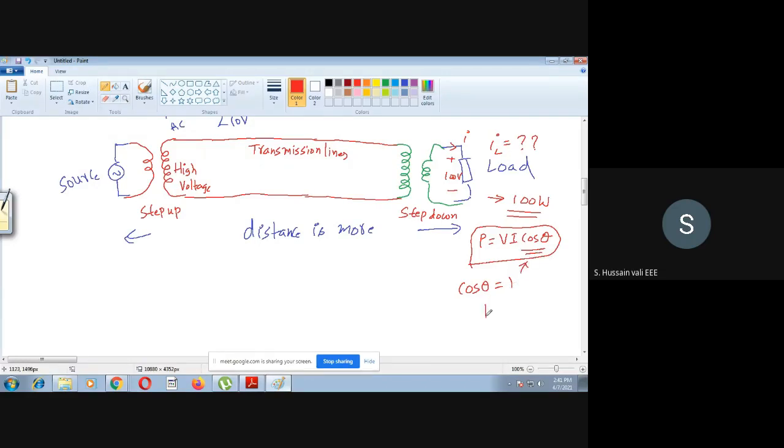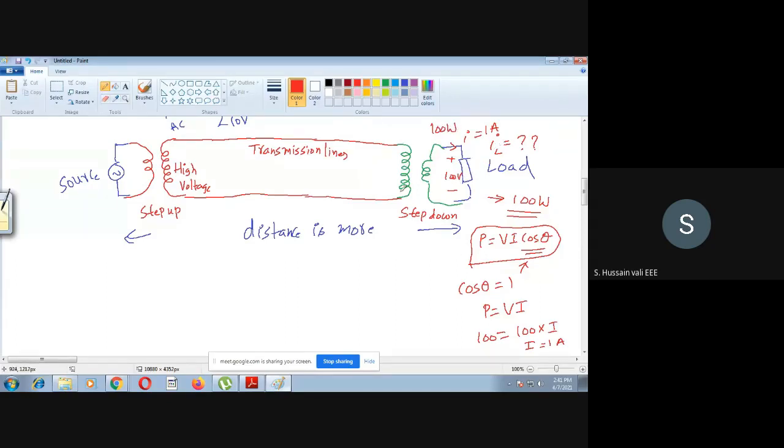In that case, P is equal to VI. What is the power here? Power is 100 watt. Voltage is 100 volt. And current I, then what is I in this case? I is equal to 1 ampere. So the current flowing here is 1 ampere, whereas the power is 100 watt. Current is 1 ampere because the voltage is 100 volt.